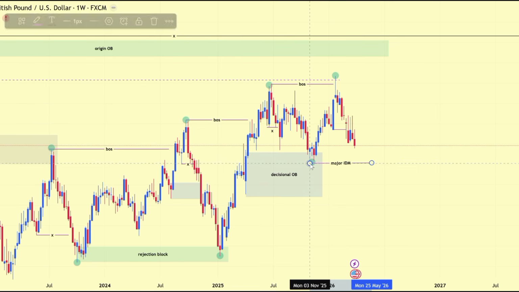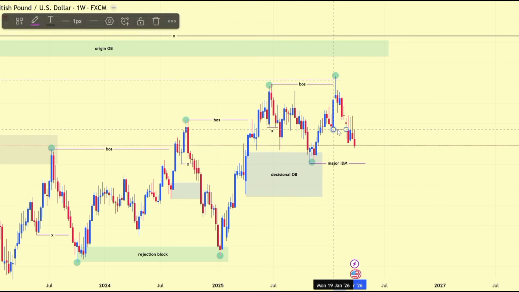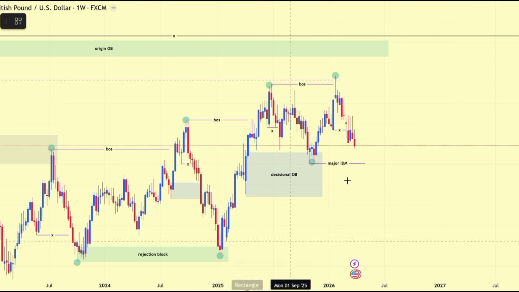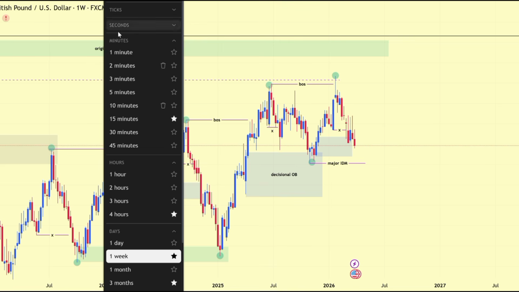This is our major IDM, and price can make it there, but currently we can clearly see price has already taken out the minor inducement and mitigated our weekly bullish order block. Of course, it is this one. So this is a big zone there, so we'll have to refine this, and in that case I will get to the daily time frame.